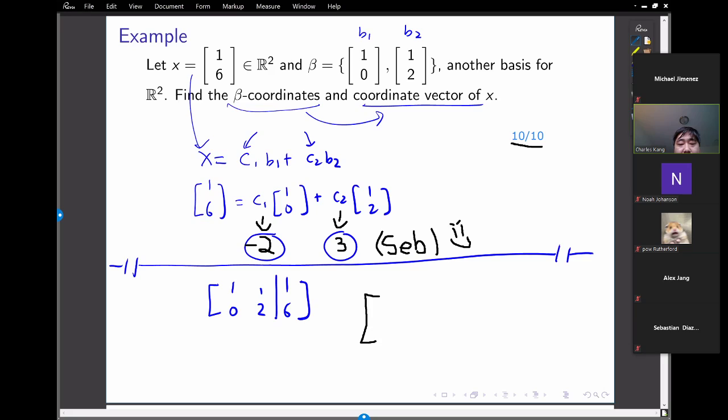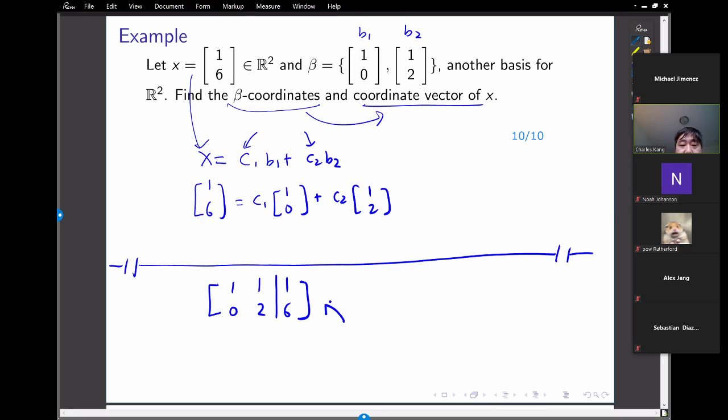Okay, let me take over. So 1, 0, 1, 2. Then the solution to this system will be exactly c1 and c2. Correct? Right. Do you miss doing this? We haven't done this in a while.